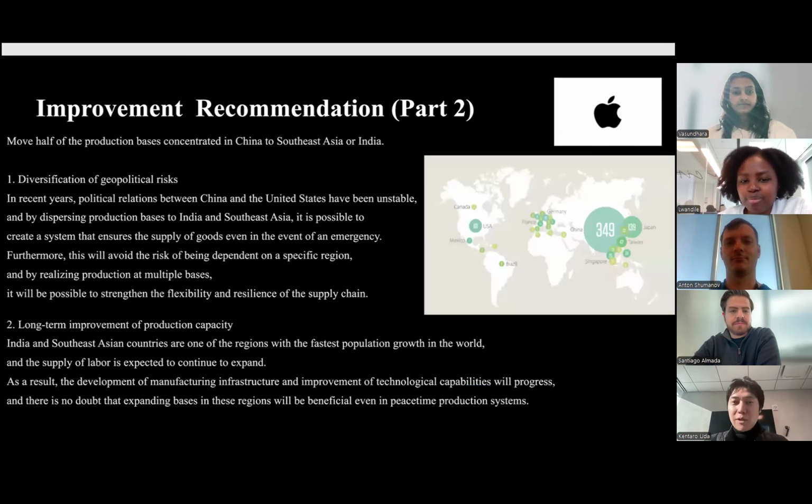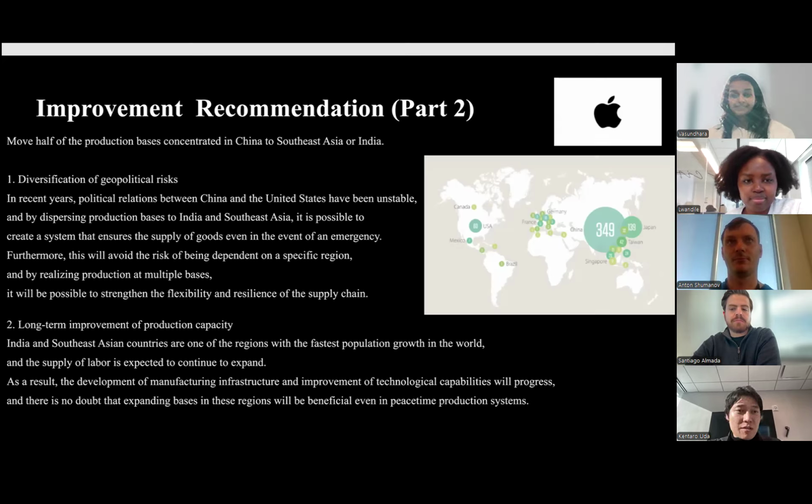Okay, so now I want to explain improvement recommendation part 2. As you can see on the map on the right, Apple's production bases and supply chains are highly dependent on certain regions. So what we recommend to Apple is to move half of their production bases concentrated in China to Southeast Asia or India. And there are some reasons for that.